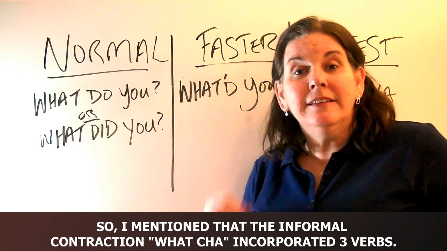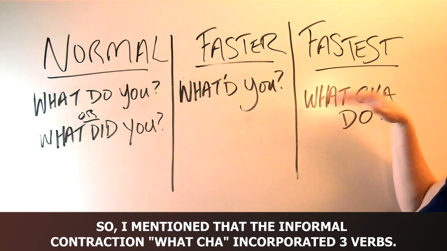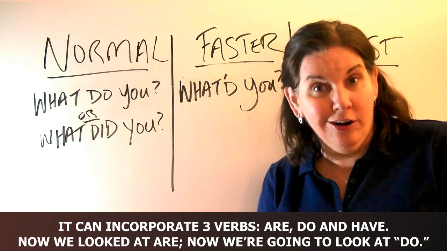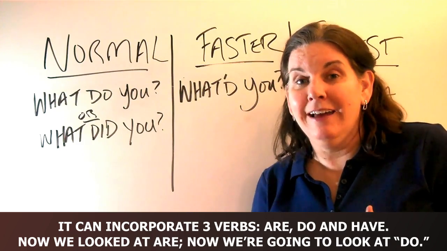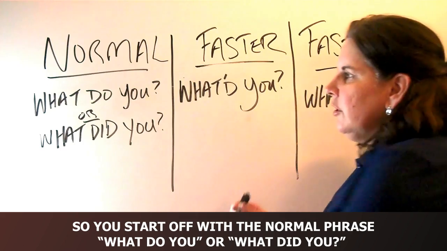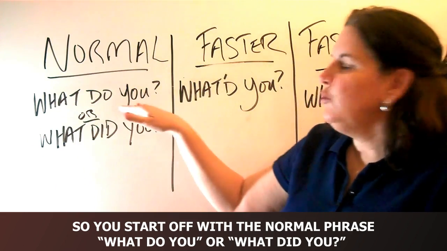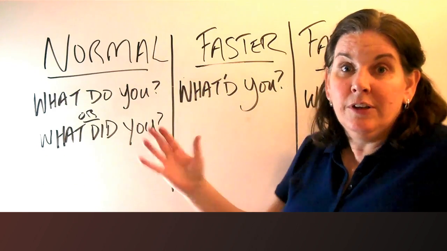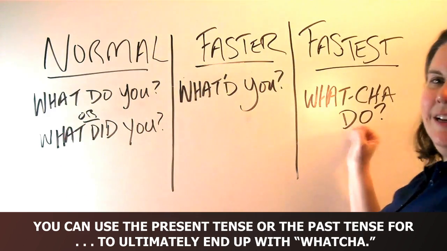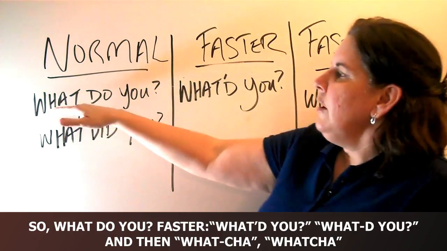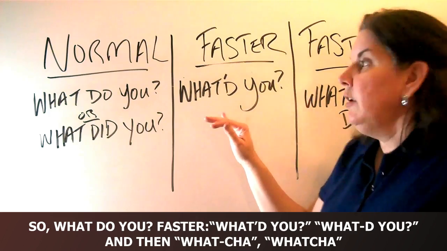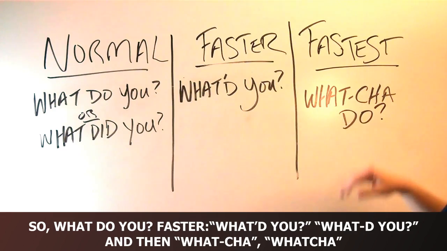So, I mentioned that the informal contraction, whatcha, can incorporate three verbs: are, do, and have. Now we looked at are, and now we're going to look at do. So you start off with the normal phrase, what do you? Or what did you? You can use the present tense or the past tense to ultimately end up with whatcha. So, what do you? Faster. What'd you? And then whatcha.